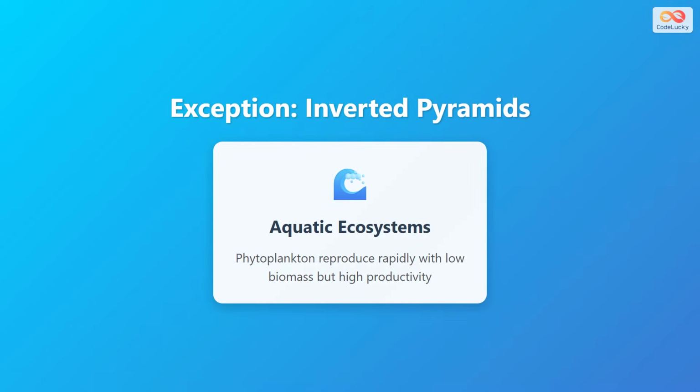However, nature always has exceptions. In aquatic ecosystems, we sometimes see inverted biomass pyramids. Phytoplankton, the microscopic producers, have very low biomass at any given moment. Yet they reproduce so rapidly that they support much larger biomasses of consumers above them. Their high productivity compensates for their small biomass.